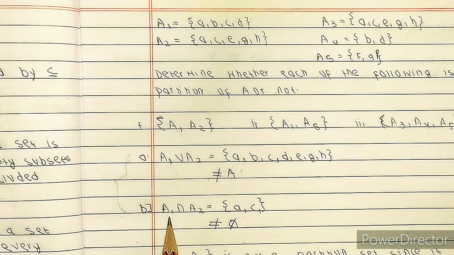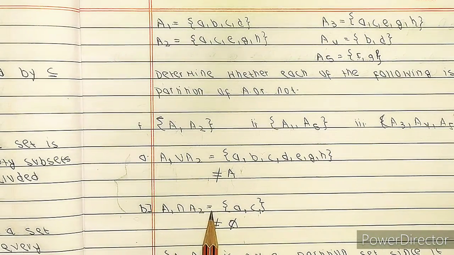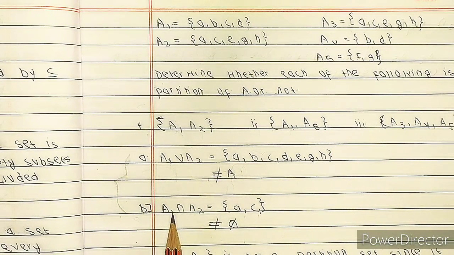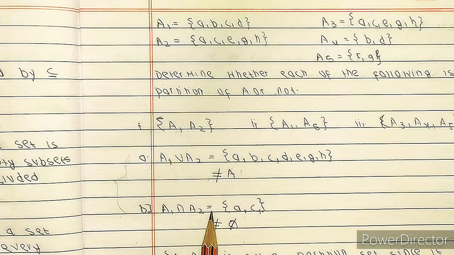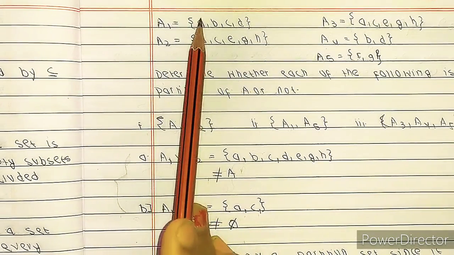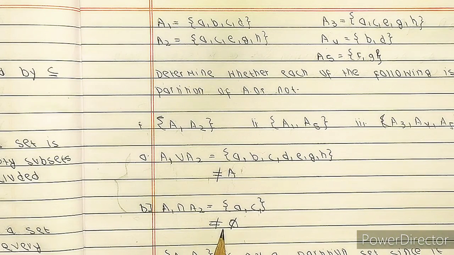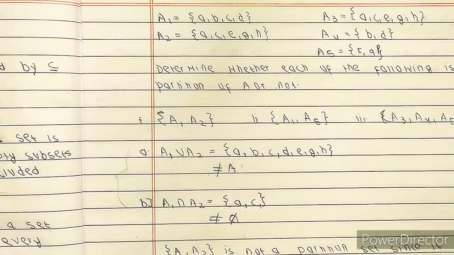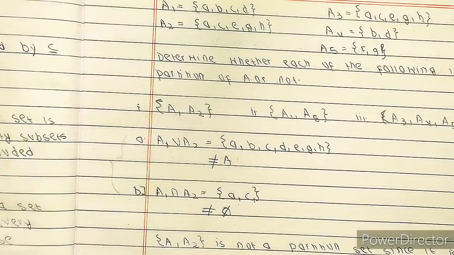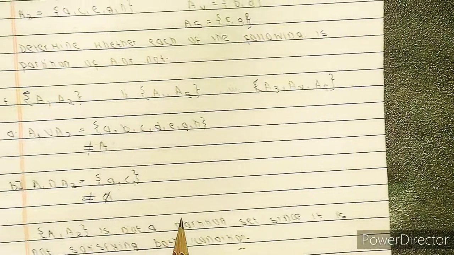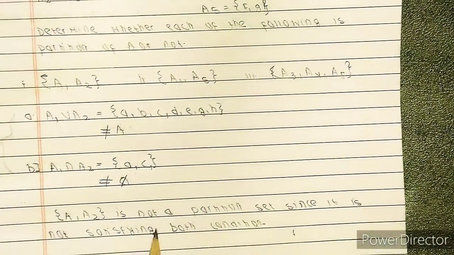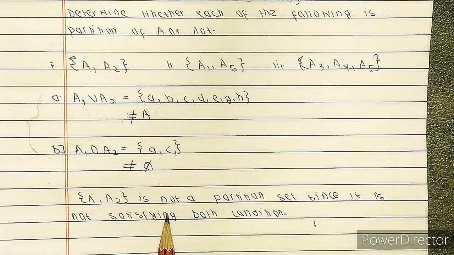Although it is now clear that it is not a partition of the set, you have to write the other condition to get full marks in the examination. So number 2 condition is A1 intersection A2 should be phi. If you find the common elements here, A and C are common. That means it is not equal to phi. So it is not a partition of the set. You can write a conclusion here: A1 and A2 is not a partition of A since both the conditions are not satisfied.